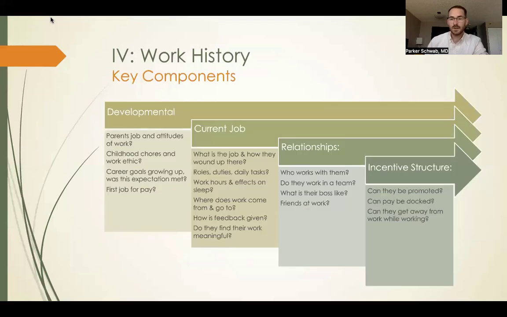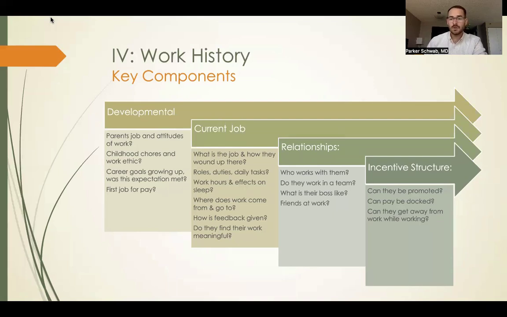So this is just a general framework of how I think about the work history. I've broken it out into several sections just for ease, and hopefully this makes it a little bit easier to think about. I first think about developmental history when it comes to the patient's career and work life. So what did their parents do for a job when they were growing up, and what were their parents' attitudes towards work? What were their childhood chores, and what was their work ethic towards their chores growing up? Was it a strict militant household, or was it more free form, do your own thing, be more of an entrepreneur kind of environment?